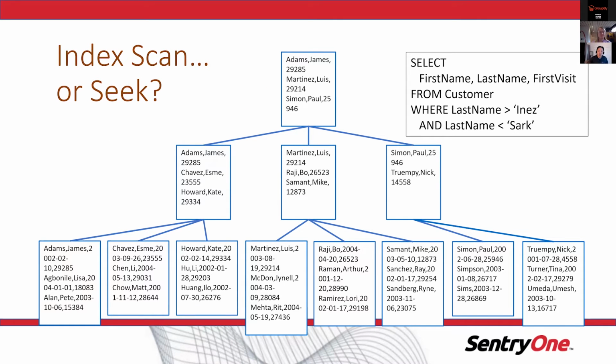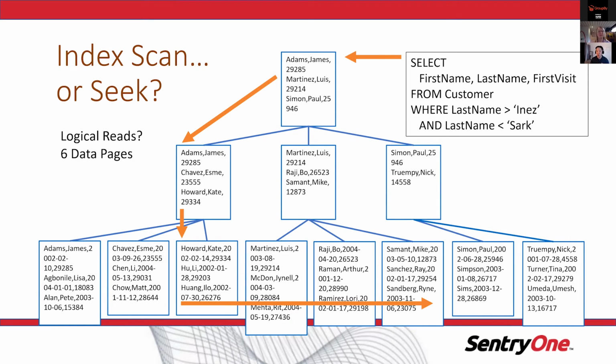Now, what about this particular example where last name is greater than Inez and last name is less than Sark? Do you think you're going to seek here or are you going to scan here? Actually, we're going to get kind of a hybrid. We start out with a seek. So we're going to seek on the lower of the 2 values, Inez, and then we're going to do what's called a range scan. SQL Server is smart enough to only scan a subset until I hit the point where I find Sark. So in this particular example with this range scan, we do 6 data pages of work, okay?